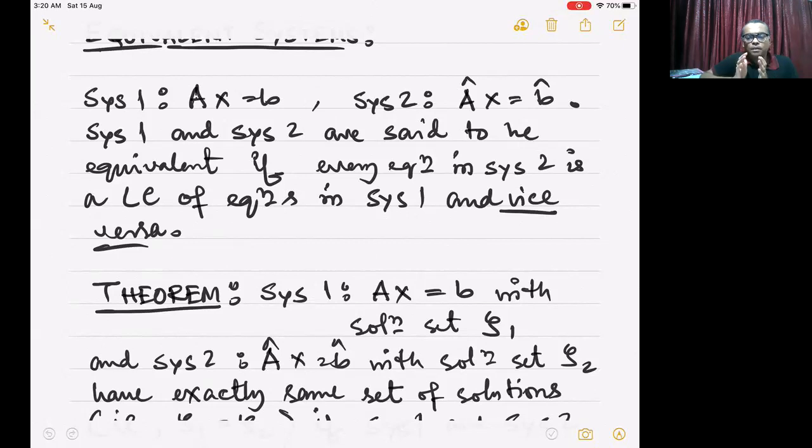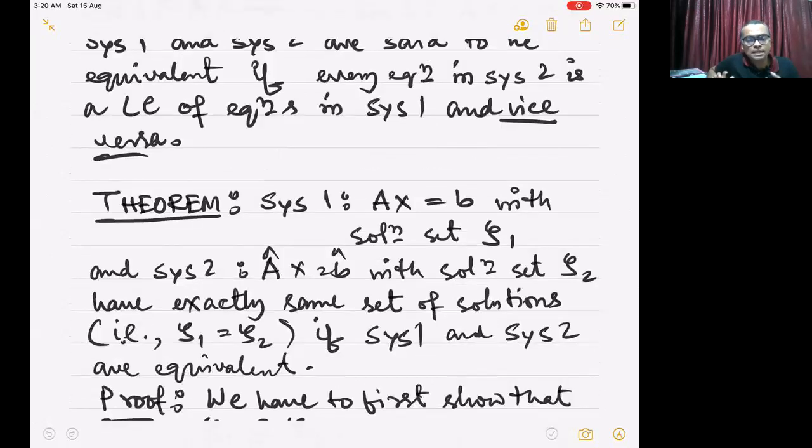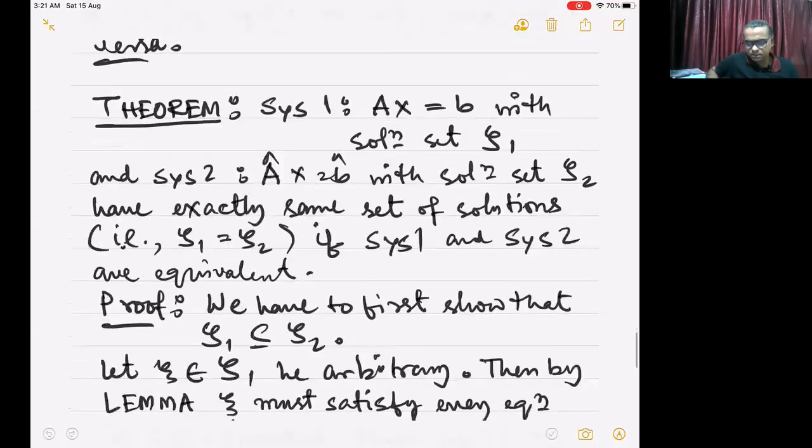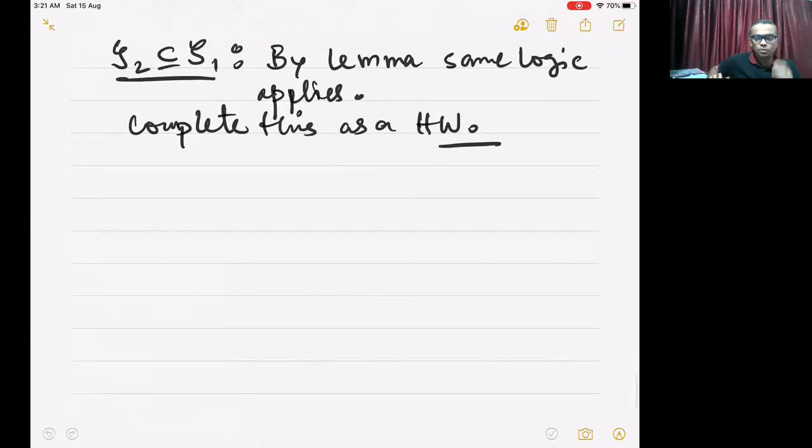So these two systems are said to be equivalent to each other if every equation in system 1 is a linear combination of equations in system 2, and every equation in system 2 is a linear combination of equations in system 1. If that is so, then the two systems are going to be called equivalent to each other. And we have seen our first theorem of this course said that equivalent systems will always have exactly the same set of solutions. Now the all important question here is, how do you get equivalent systems of equations? All good.